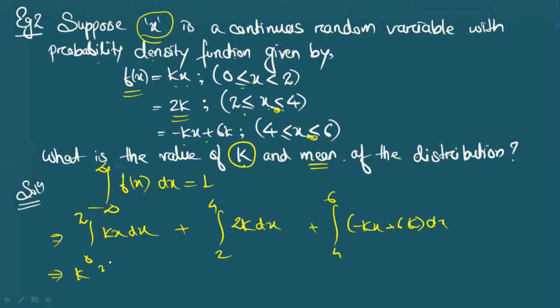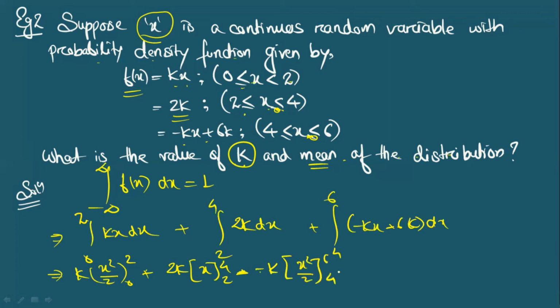So this is k x square by 2, and the lower limit is 0 and the upper limit is 2. Here you write 2k times x, from 2 to 4. Here you are having minus kx. So k is constant, you can take it out. I'm writing here minus k times x square by 2 from 4 to 6, and here you're having 6k times x from 4 to 6.